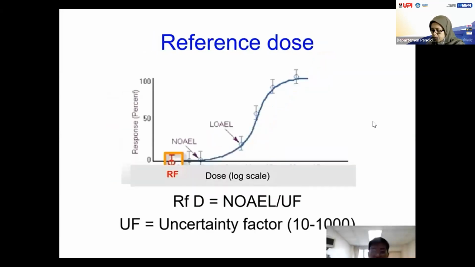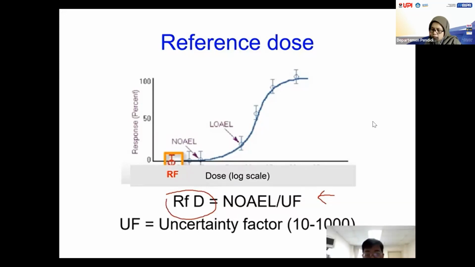So using the NOEL, no observed adverse effect level, we can actually calculate the reference dose. Reference dose means the lowest acceptable level that you can ingest or be exposed to of that particular toxicant or chemical, right? Reference dose is calculated using this formula: the NOEL, the no observed adverse effect level, divided by something called the uncertainty factor.